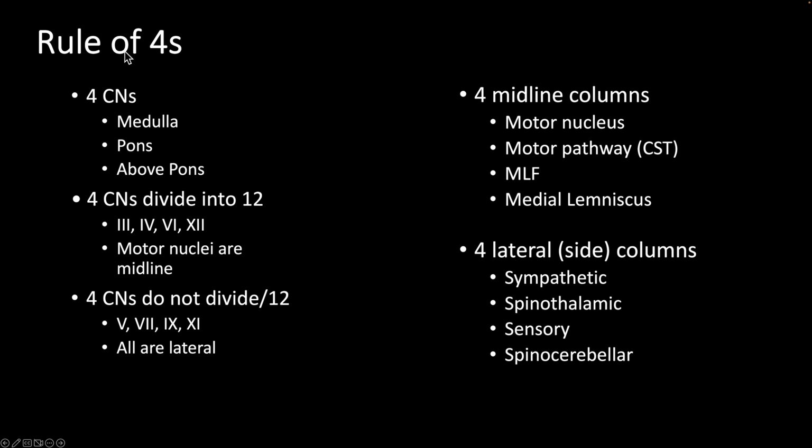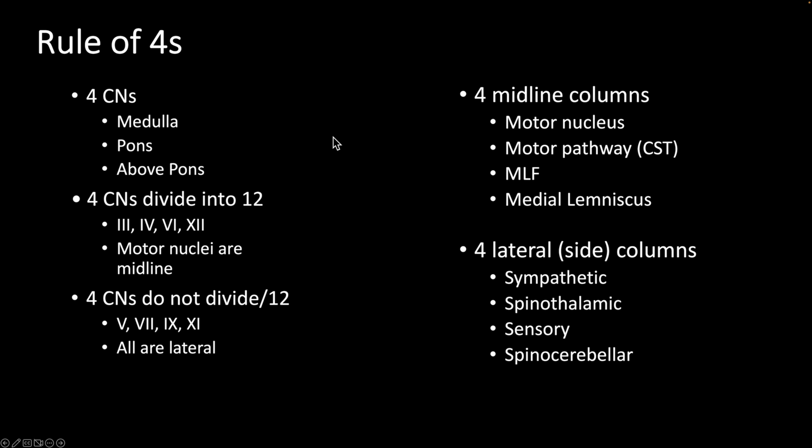So, the rule of fours. I'm going to walk you through this mnemonic, this way of remembering structure, and you will never forget any brainstem lesion, and you will be better than 90% of people that look at brainstem infarcts. You're going to be gold. So here's the rule of four. You've got to think 4 cranial nerves for the medulla, 4 cranial nerves for the pons, and 4 cranial nerves above the pons.